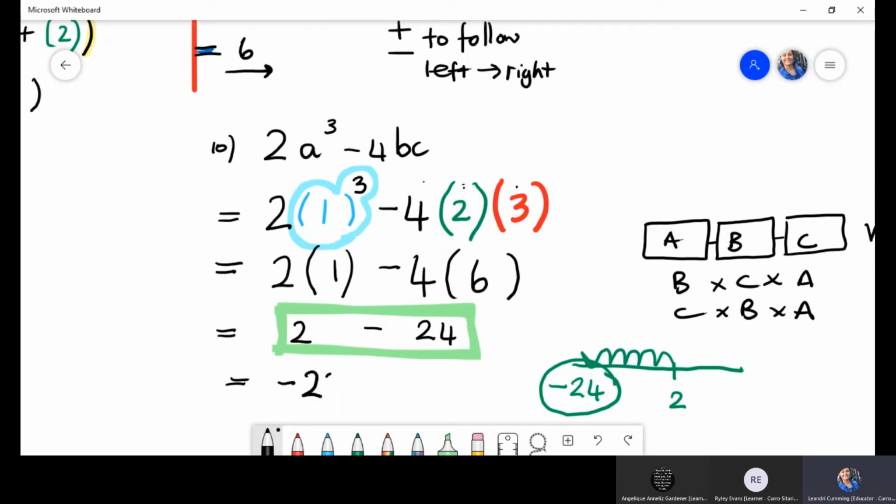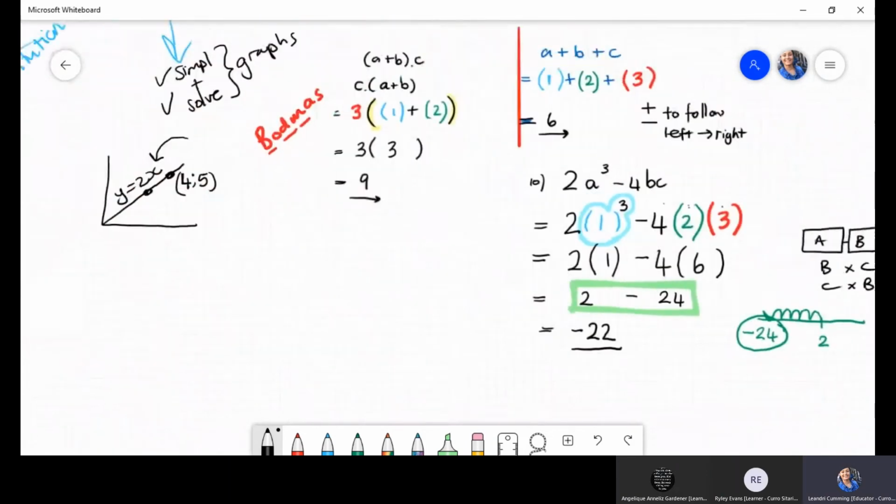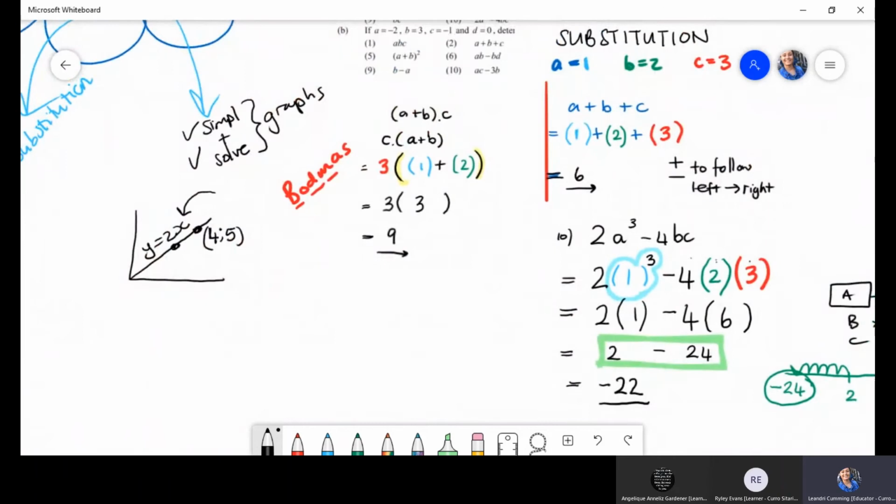Negative 22. I promise you, it's a promise that is set in stone. The promise is, if you do it the way I'm showing you, you will not make mistakes. Because the way I'm showing you is based on the way that helps your brain and it helps your eyes. And that's what you need for maths. You need your brain and your eyes to comfortably follow what is happening.